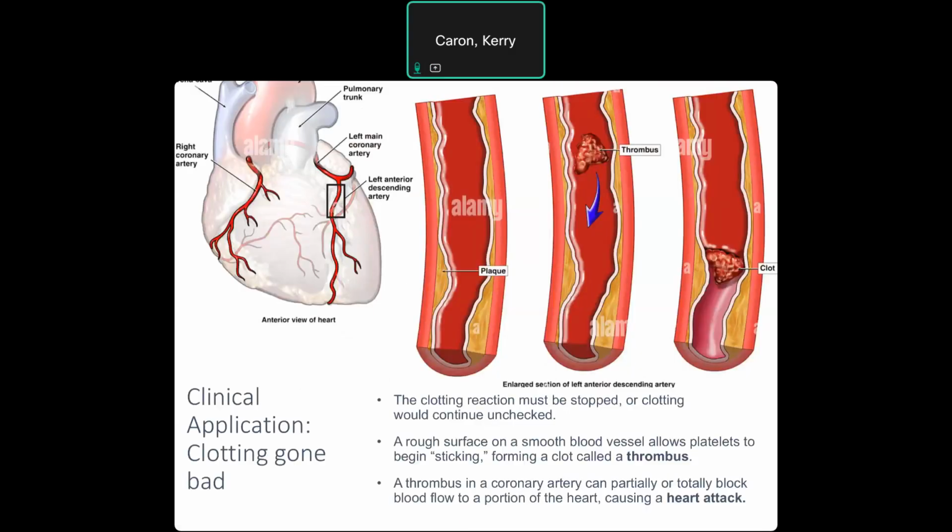Okay, so I mentioned this, we don't want it in the heart. So sometimes clotting can happen, and we call a clot a thrombus, and it can form and wedge and lodge in our coronary arteries, causing a heart attack or a myocardial infarction. So that clot sticks to that rough surface, and it can form a thrombus. And if it blocks off a coronary artery, it can become a heart attack.